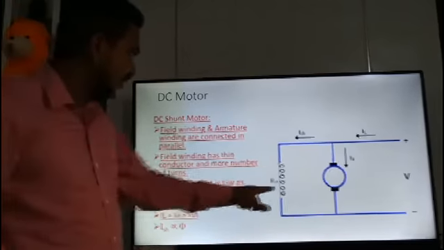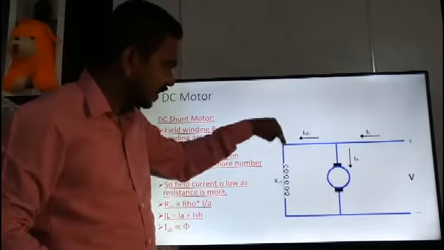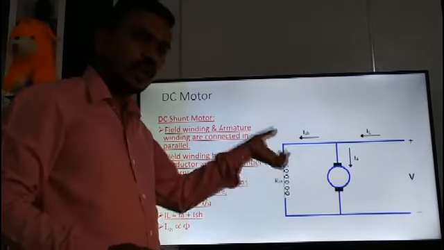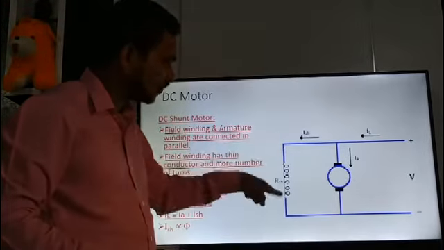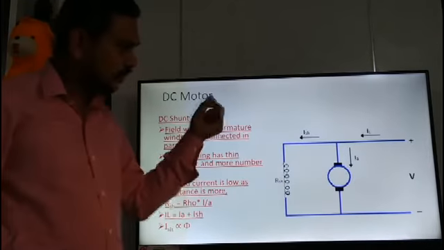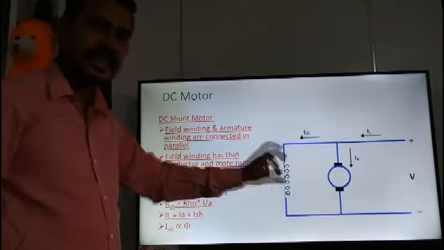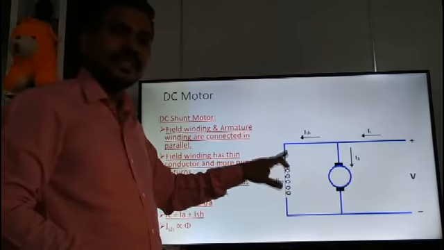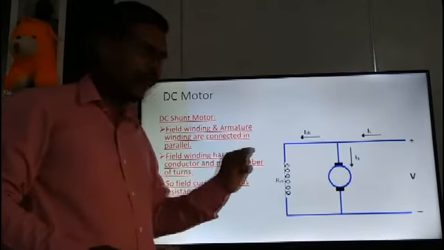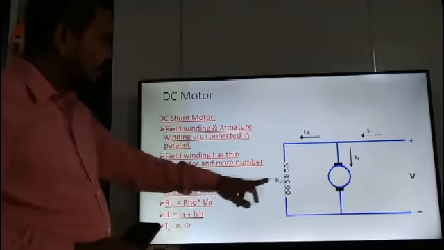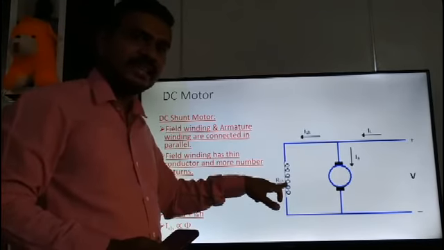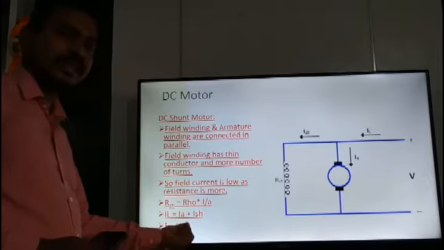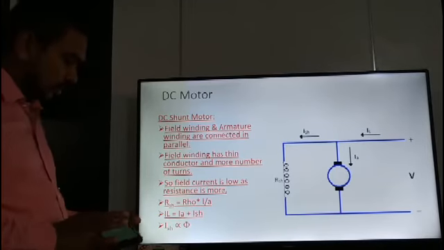Now as the current ISH is flowing through this field winding, which is wound on the magnetic pole, the pole is magnetized and a magnetic field is produced. The field produced by this winding is known as the shunt field flux. So the shunt field flux phi SH depends on the shunt field current. Whatever the magnitude of flux, that depends on the shunt field current.